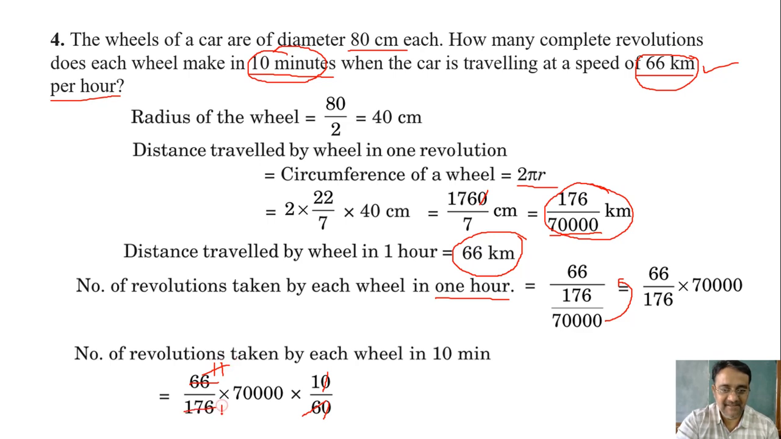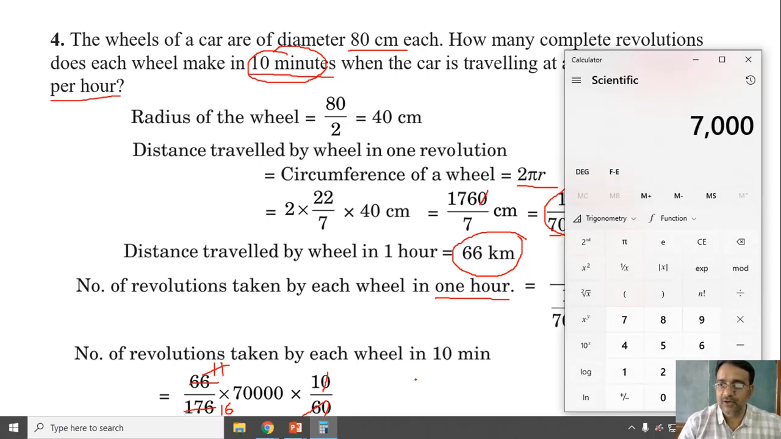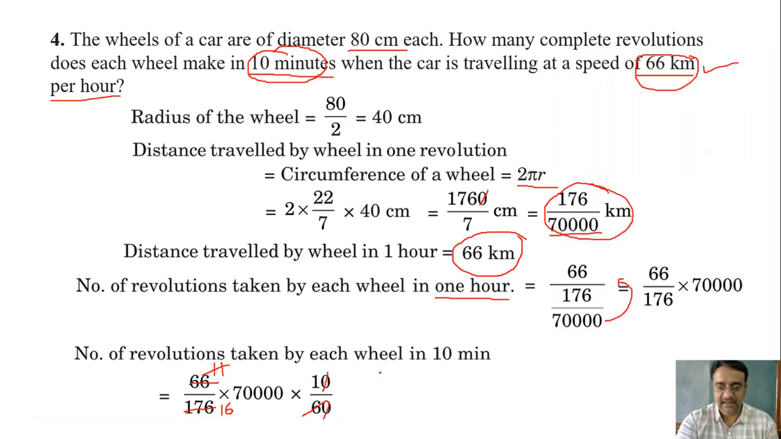And from 11 also it will be cancelled. We'll get 16, right? Now 70,000 divided by 16 is the required answer. Okay, 70,000 divided by 16, so 4375. The final answer is 4,375 number of revolutions, right?